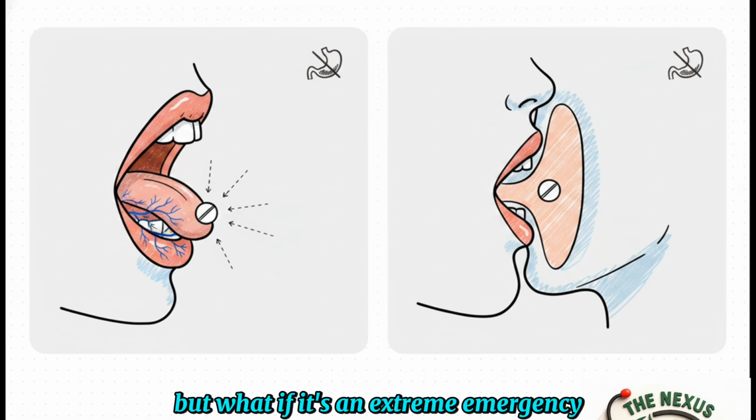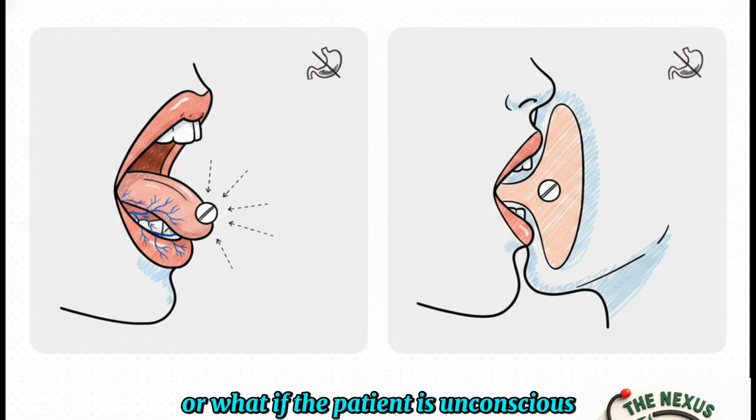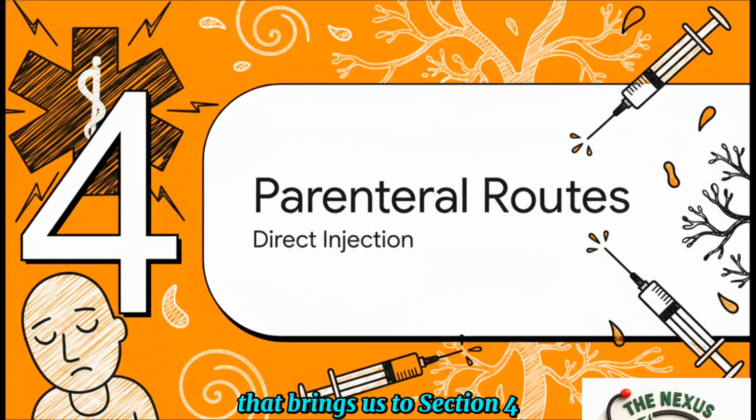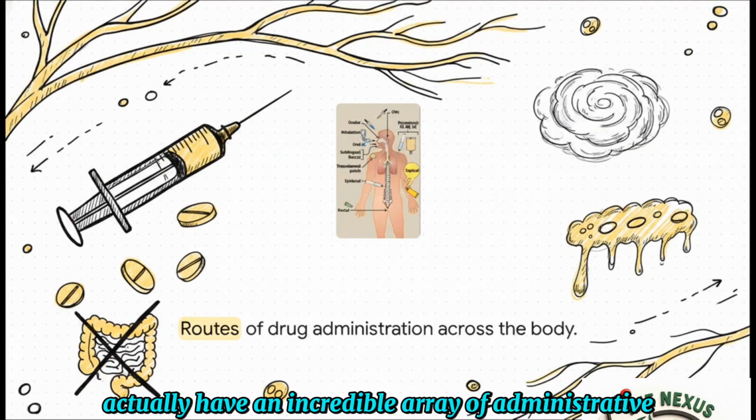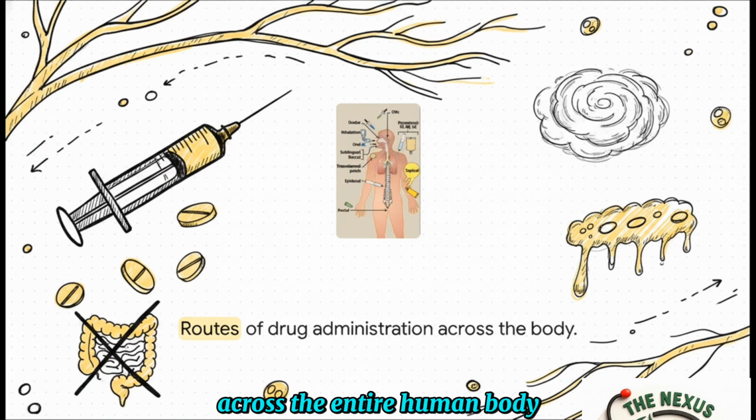But what if it's an extreme emergency? Or what if the patient is unconscious and literally cannot swallow? That brings us to Section 4, direct injection, or parenteral routes. Doctors actually have an incredible array of administrative routes available to them across the entire human body.